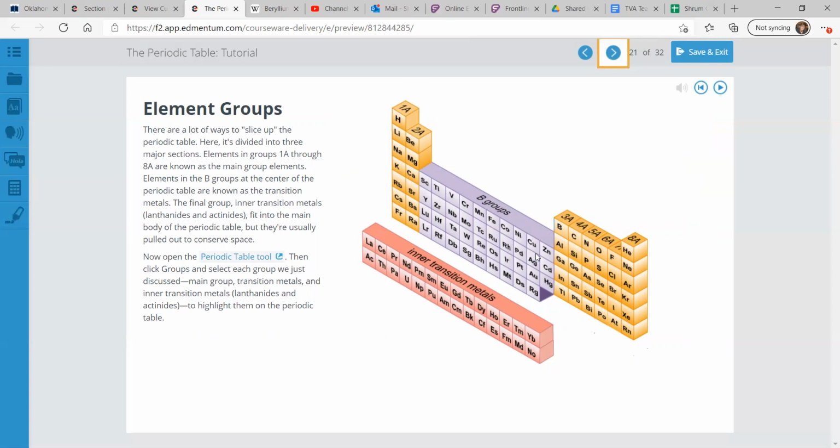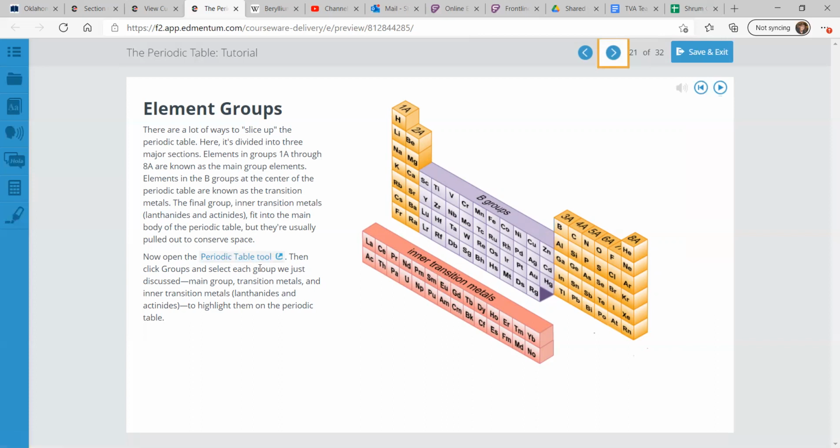The final group, inner transition metals, this pink section. Sometimes they're called the lanthanides and the actinides, and they fit into the main body of the periodic table, but they're usually pulled out to conserve space. Because if you put them in the middle, the periodic table will stretch a very long way, and it makes it a little harder to read, but it's not too difficult, honestly.